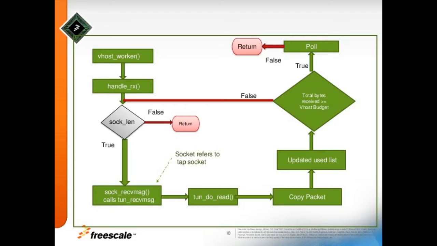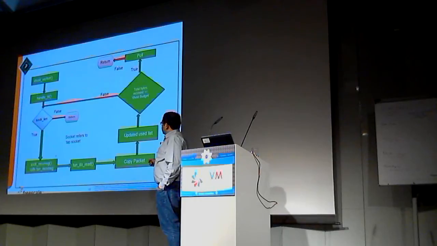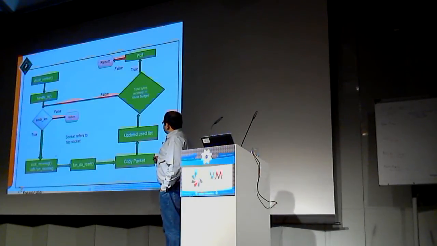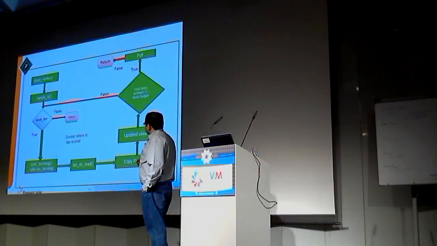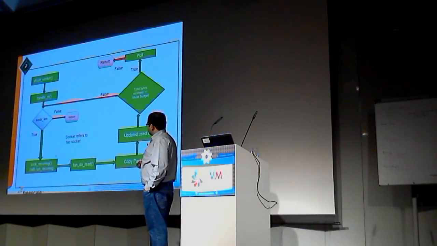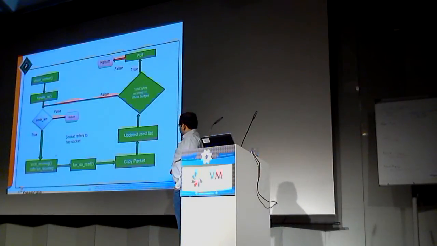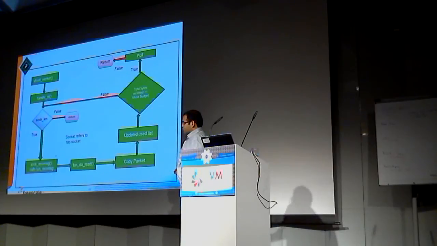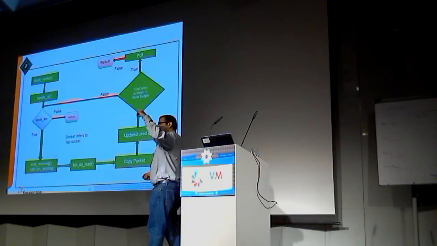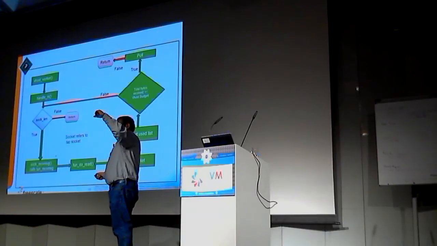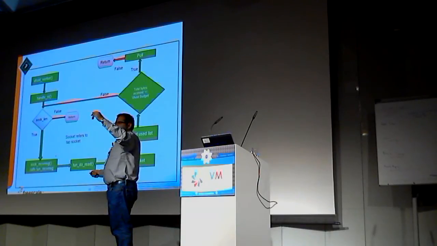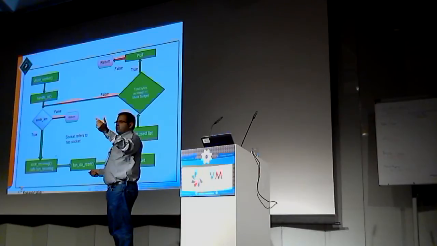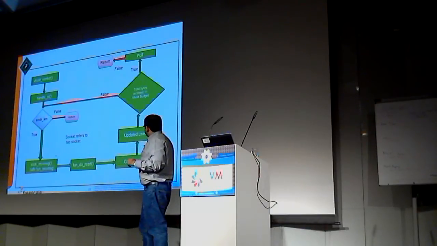This is the entire processing that happens for the RX in the vhost.net driver. Handle RX is the main routine that gets called. In the handle RX routine, since we are dealing with the tap socket here, it checks whether there is data available in the socket. If yes, then we copy the data from the tap socket to the virtqueue. The virtqueue has the buffer descriptors enqueued by the guest, where we need to copy the data.